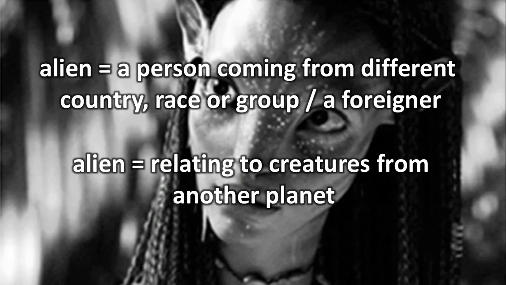The word alien has two different meanings. One is a person coming from a different country, race or group. We call that person a foreigner. Another meaning is relating to creatures from another planet. This is an alien relating to creatures from another planet.